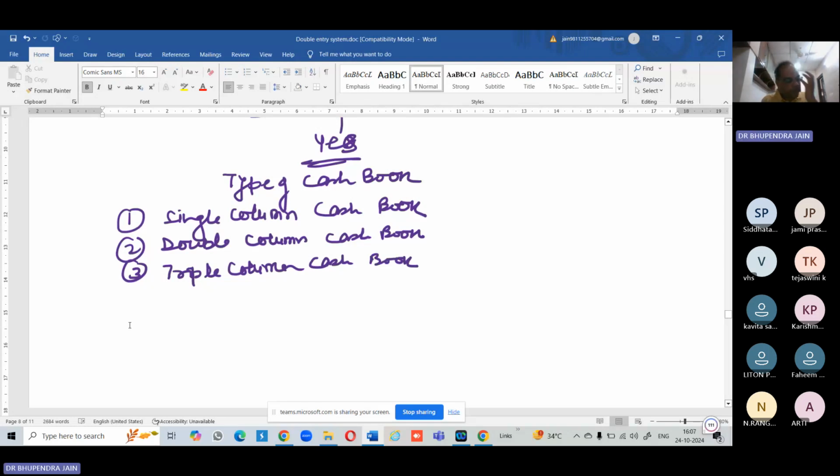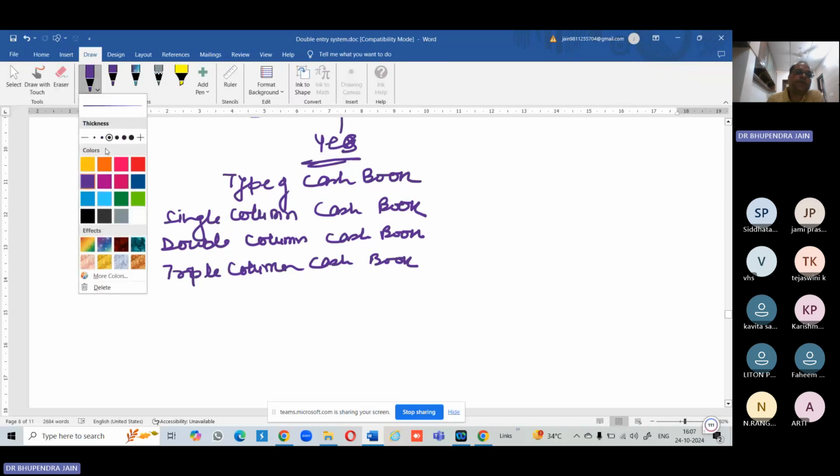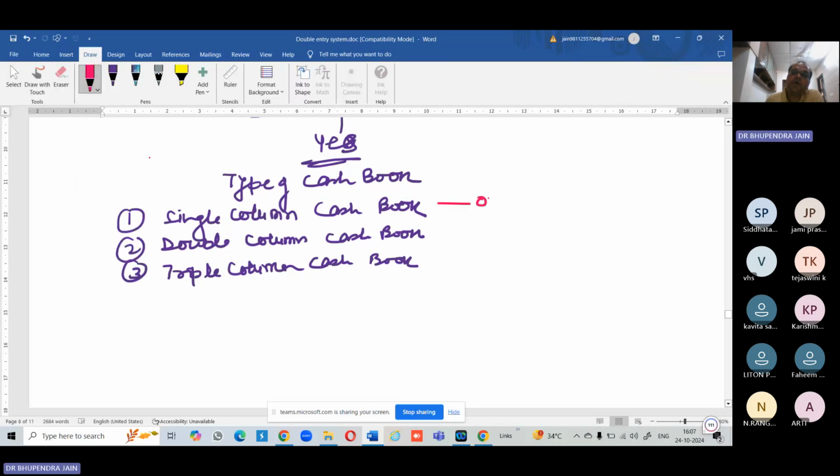What type of cash book can we prepare? Single column cash book, double column cash book, and triple column cash book. Now, what is the single column cash book? In the single column cash book, there is only one column of cash. Only the cash column.